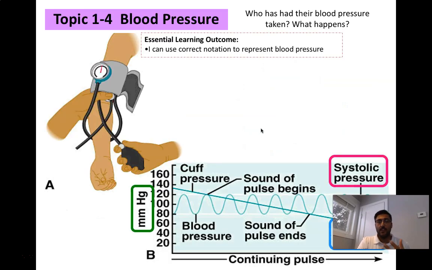Okay, the next video we're going to talk about blood pressure and where the blood pressure is in each of these arteries, arterioles, capillaries, venules, and veins.